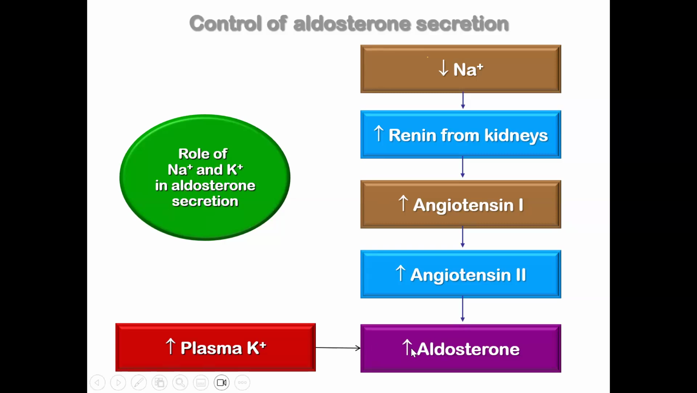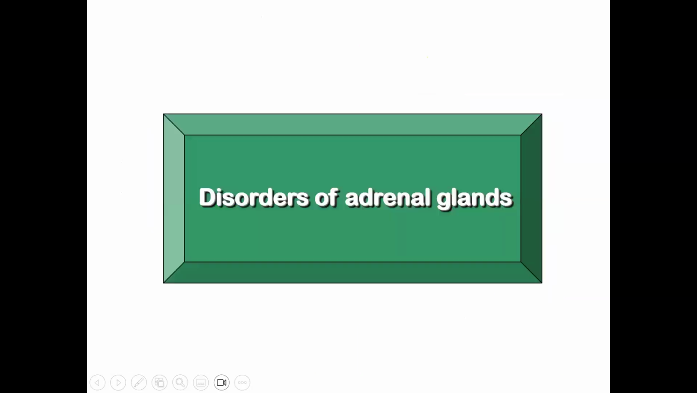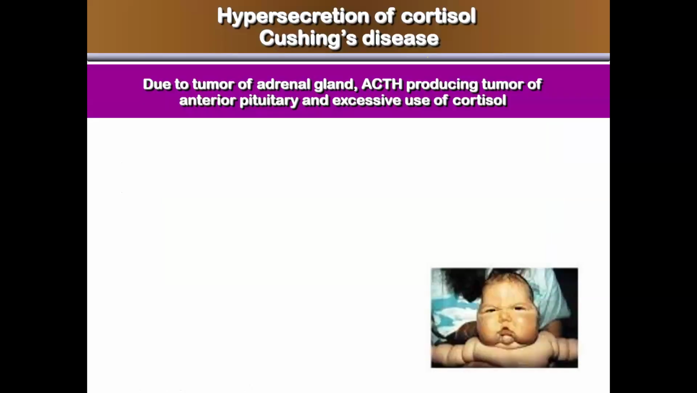High potassium level directly stimulates aldosterone, whereas low sodium levels stimulate aldosterone through activation of renin, angiotensin 1, and finally angiotensin 2. Now, what are the diseases which are associated with the adrenal gland?